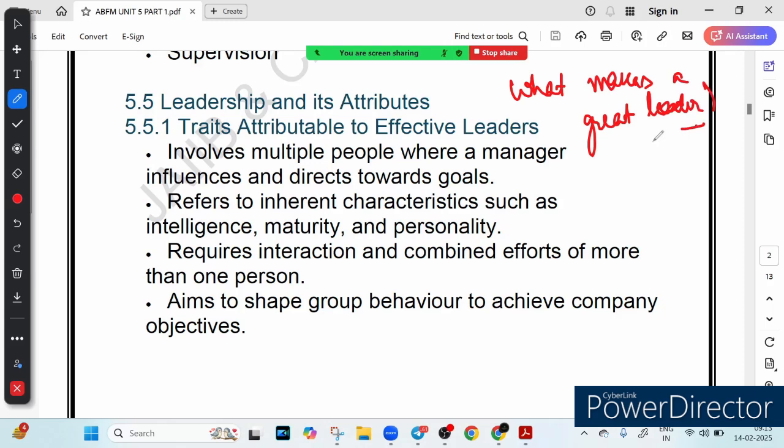A leader is not someone who just gives orders. Leadership is about influencing people. So let me highlight it. This is about influencing people and bringing out the best in them.